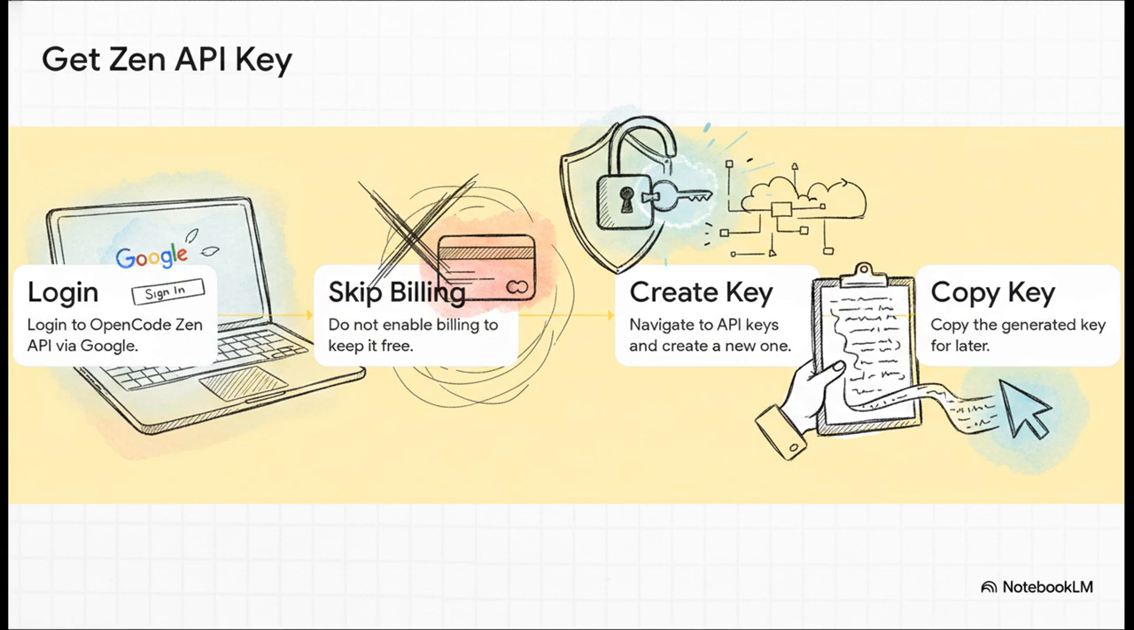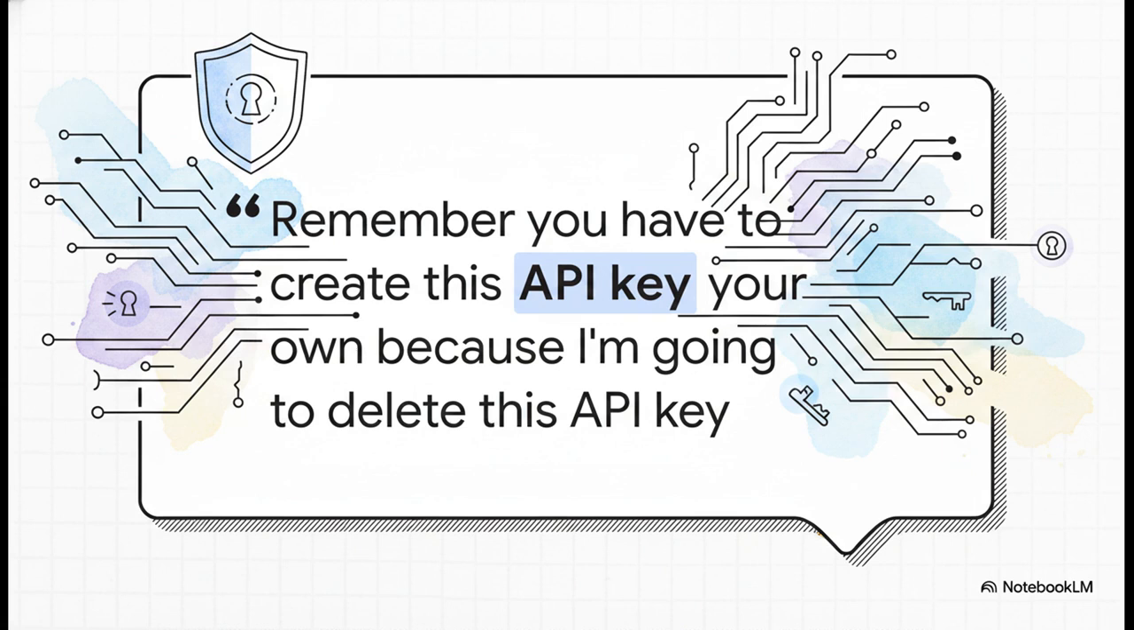Next, just navigate over to the API keys section, create a new key, maybe name it something memorable like Cloud for free, and then copy that incredibly long string of characters it generates. I want to pause right here for a second, because during the original setup tutorial we analyzed for this explainer, the creator made a very deliberate point.